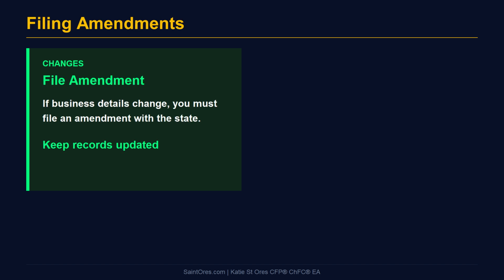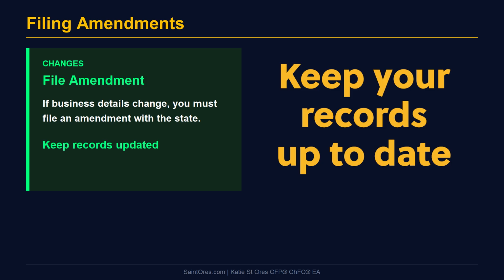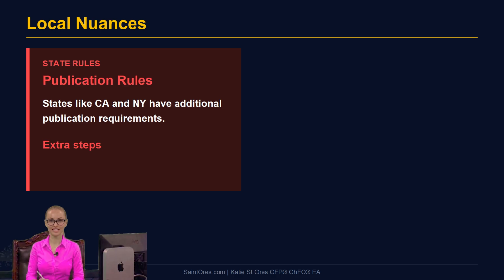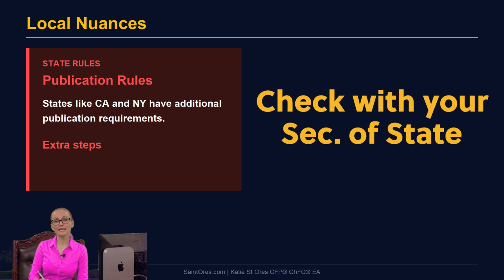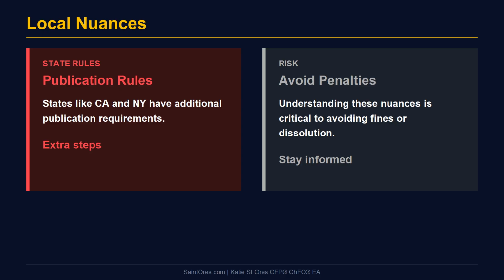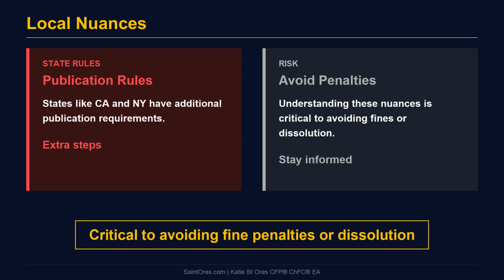If any of your business information changes, you will need to file an amendment with the state. Filing an amendment keeps your entity fully compliant and ensures the Secretary of State has your most current information on record. For example, states like California and New York have additional publication requirements that you must satisfy. Understanding these local nuances is critical to avoiding fine penalties or administrative dissolution.